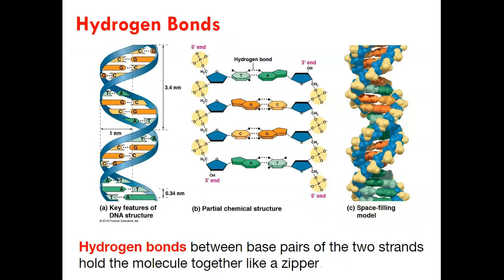As I mentioned, the rungs of the ladder are held together by hydrogen bonds, and it holds it together kind of like a zipper. So when we're going to do DNA replication, we unzip those hydrogen bonds and re-zip them back together afterward.